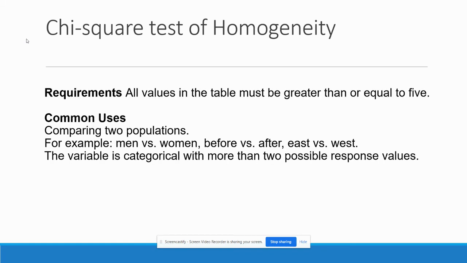Again, all the values in your table have to be greater than or equal to 5. If not, you have to do a Fisher's test. Common uses are comparing men versus women, before versus after, east versus west, those kinds of things. And again, this is if I'm not using means; I'm using proportions or counts. That's the huge thing about chi-squared. I'm not using averages in any way. So the variable is categorical with more than two possible response values.